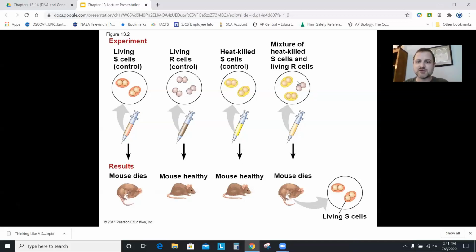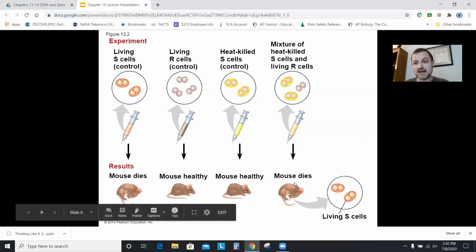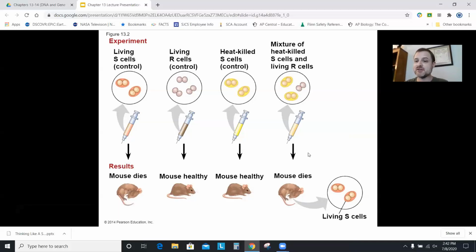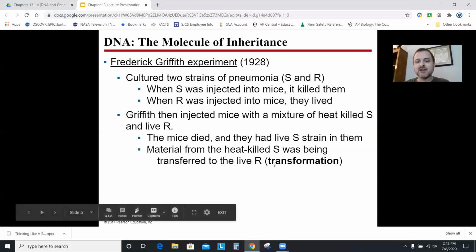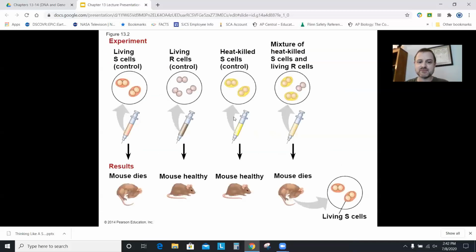This last one's the interesting one. So he would take S that had been heat killed, so they're dead, and R that were living. The mouse should be fine, right? Because you killed the S strain. We'll inject the combo. Not only does the mouse die, but inside the mouse, you find living S. So the S came back to life. So what's happening is some molecule is being transferred from the heat-killed S to the R. And, hint, the molecule is going to be DNA. But the term for that is called transformation. You move DNA from one cell to another.